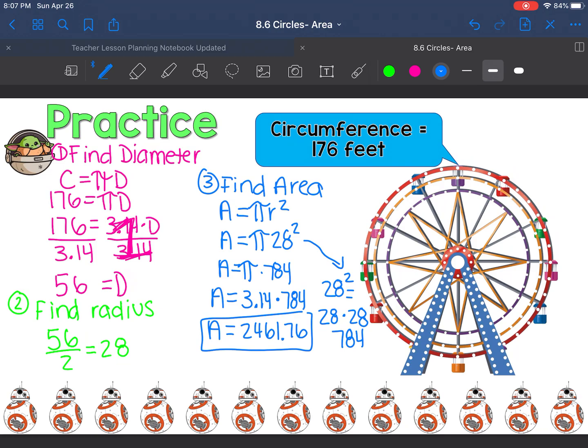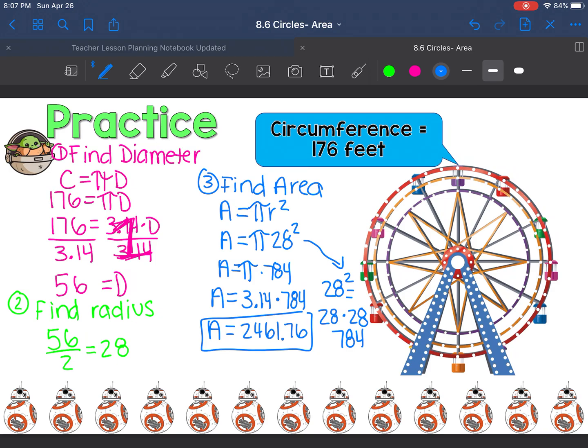So just a quick little recap, 3 simple steps. First step, find the diameter. Plug your circumference into your circumference formula, solve, and you'll find the diameter. Once you find the diameter, you'll go to step 2 and you'll find the radius. Remember, the radius is half of the diameter, so you need to divide the diameter by 2. When you do that, you'll then take your radius and plug it into your area formula and solve.